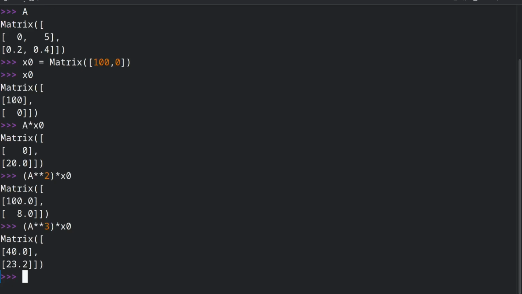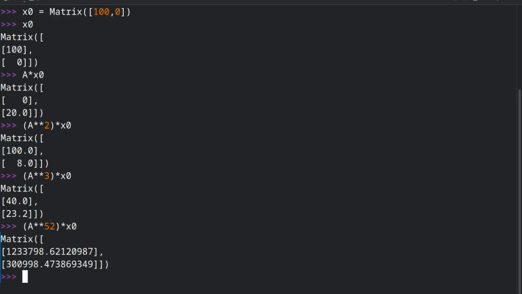And this is where a computer comes in handy, because repeatedly multiplying matrices by each other is what computers are really good at. It's specifically what GPUs are designed to do. I don't have any kind of fancy GPU in this computer, but it's still easy enough. So let's say after 52 weeks, it's been 1 year, what happens? We have 1.23 million tribbles that are babies, and also 300,000 adults.